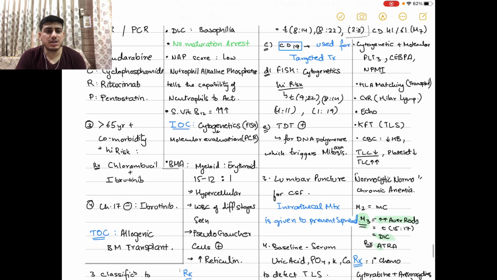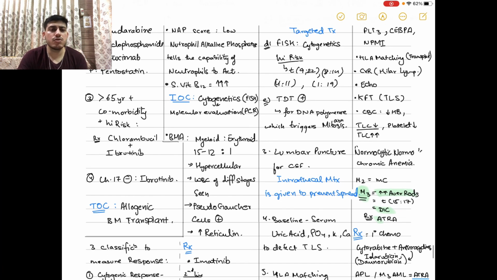Then we will do the HLA matching similarly for transplant, and a chest X-ray will be done here to see if there is hilar lymphadenopathy. Echo will be done to see if the heart is performing normally or not, because we have to give certain chemo. In chemotherapies we have to give some anti-cancer drugs that can lead to heart manifestations. To avoid them, we do the echocardiography prior to it.